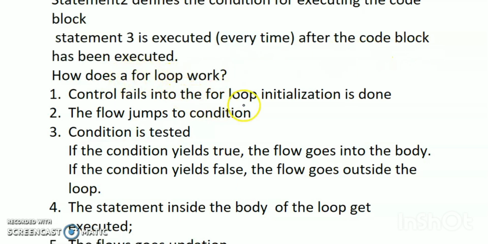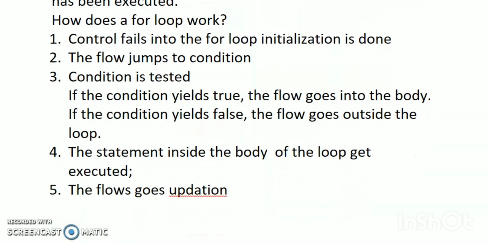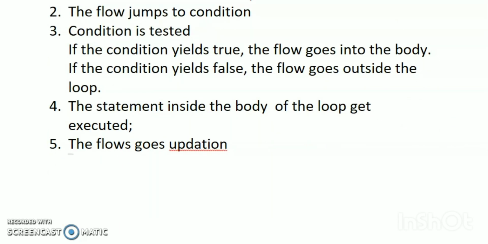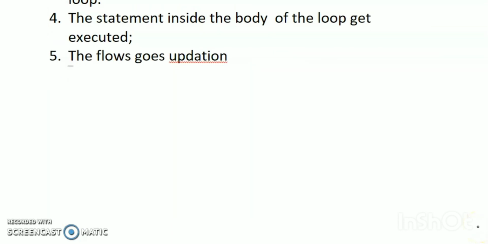How does a for loop work? Control flows into the for loop, initialization is done. The for loop jumps to the condition, which is tested. If the condition yields true, the flow goes into the body. If the condition yields false, the flow goes outside the loop. The statements inside the body of the loop get executed. Then updation takes place and the flow goes to step 3 again. The for loop has ended, the flow has gone outside.